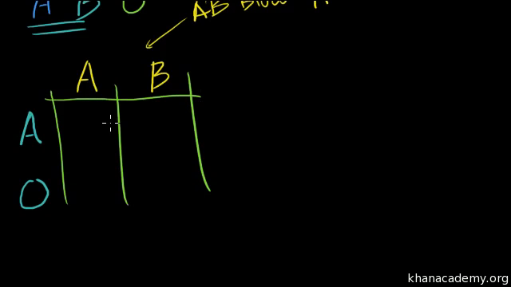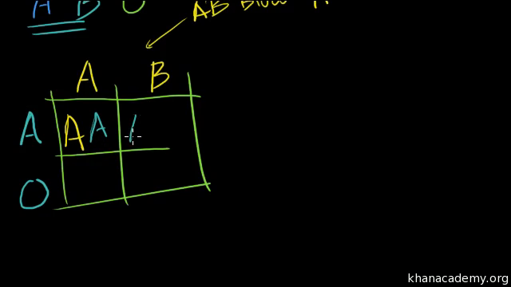For this couple right here? Well, you could get this A and that A. So you get an A from your mom, and you get an A from your dad right there. And clearly in this case you have an A blood type phenotype.